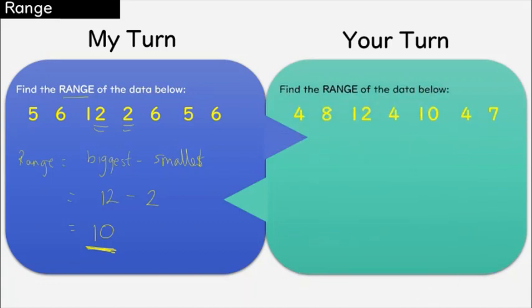Your turn, have a look at the data, work out the range. So for the range you should have got biggest take away the smallest. Biggest, yours is also 12. The smallest piece of data is 4 for yours here, so you should have got a range of 8.